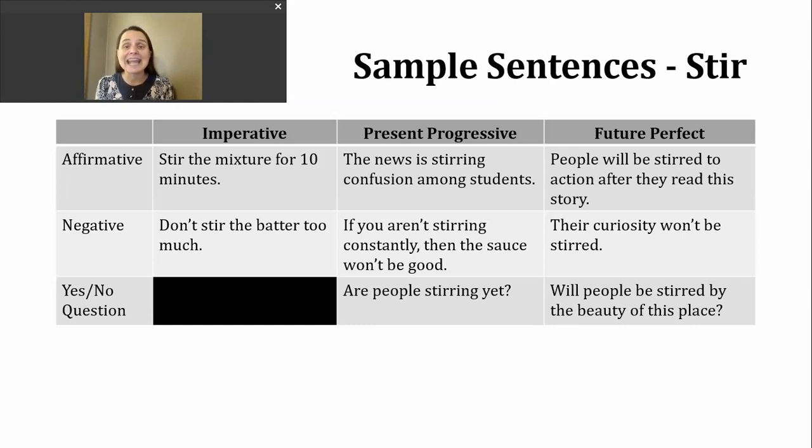If I want to make negative future perfect, I'm going to insert not after will. And you might hear native speakers use the contraction won't. Their curiosity won't be stirred.